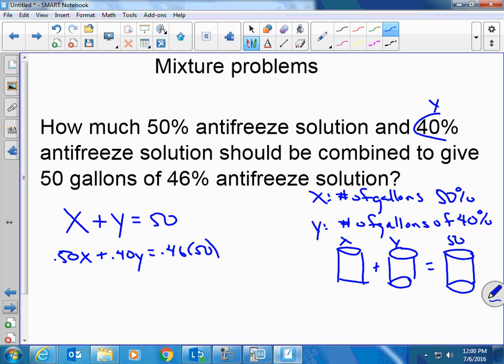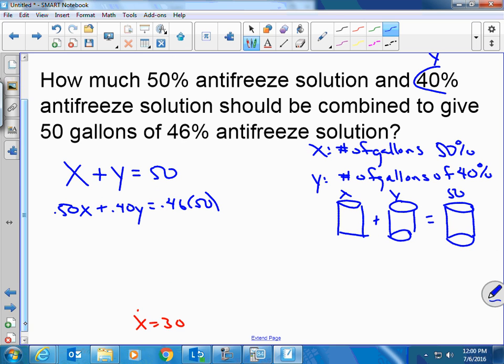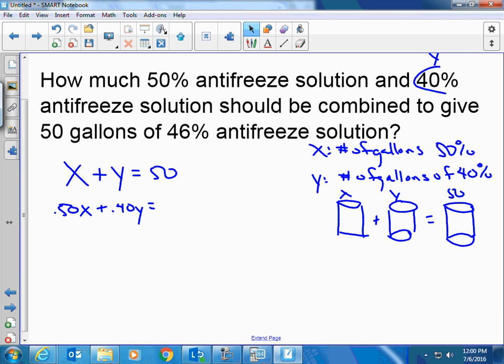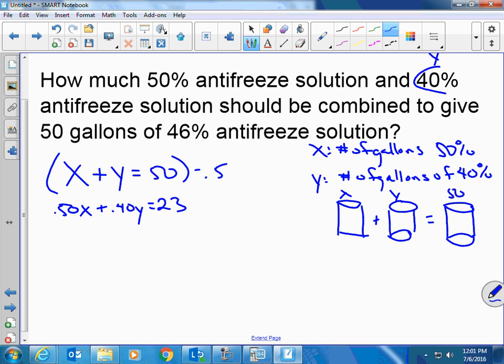Now we're ready to solve. I'm going to use elimination. You can tell I did some of these earlier. I had the answer showing up as I scroll down. Let me get rid of this first. So 0.46 times 50 is 23. So let's get rid of that first. Now, what technique do you want to use? Elimination looks the easiest for me. I'm going to multiply this by a negative 0.5.